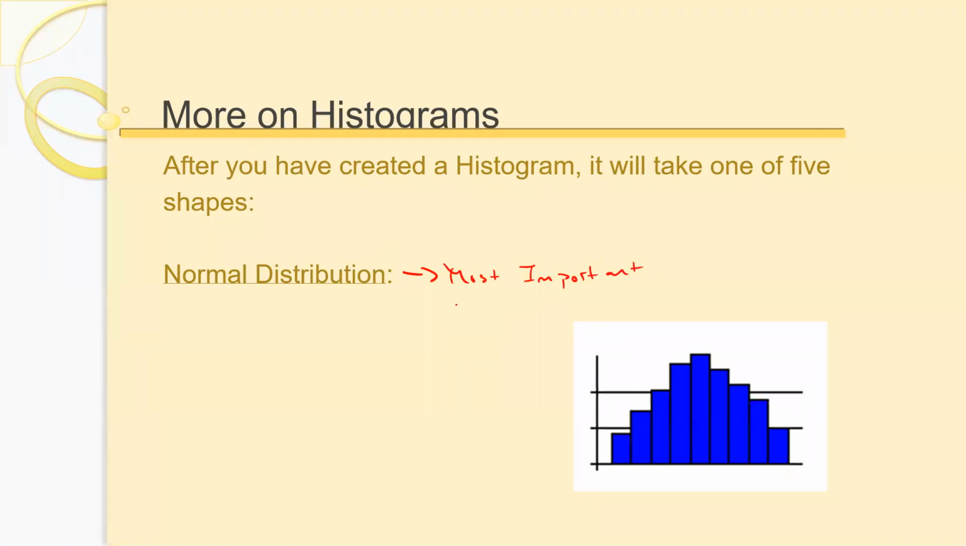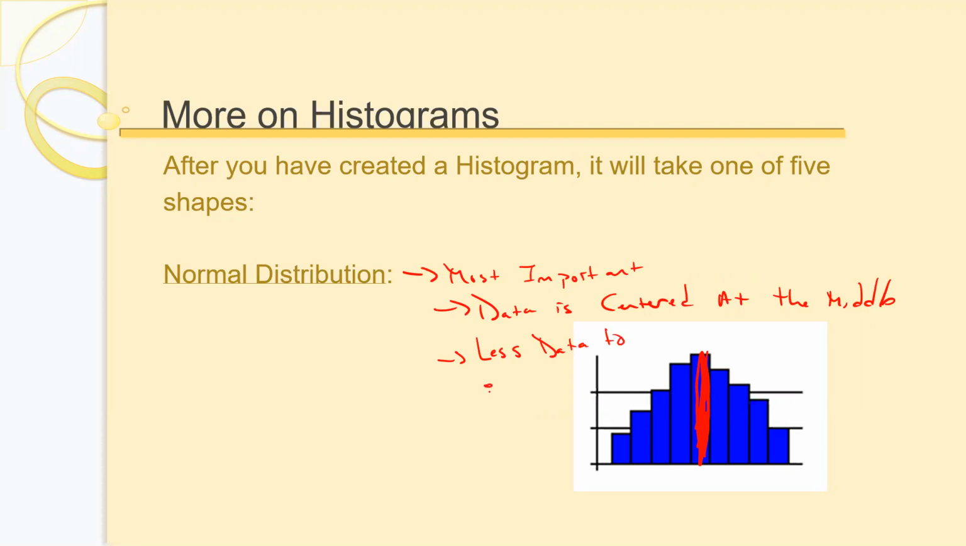The key defining feature of this type of histogram is that the data is centered at the middle. If you look at this histogram here, the highest point of it is at the middle. And then you're going to notice less data to either side. As you get away from the center, the number of observations falls as you go above, and the number of observations falls as you go below.